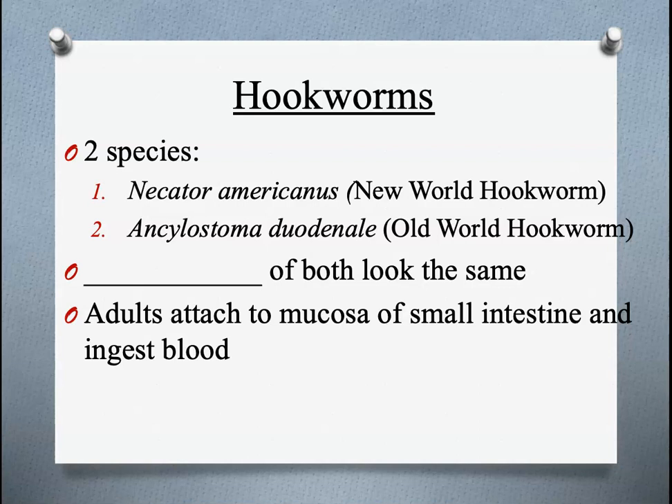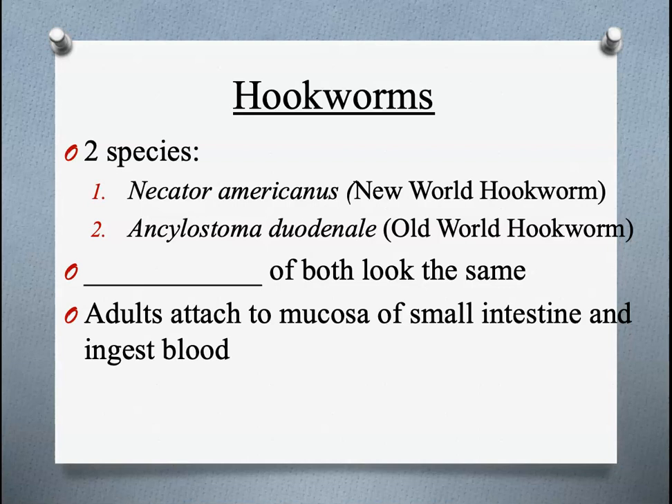So there are two hookworms we will be talking about, two different genus and species. The first one is Necator americanus, also known as the New World hookworm. The second one is Ancylostoma duodenale, or duodenale, however you want to say it, also known as the Old World hookworm. As they sound, these two were named for their geographical distribution.